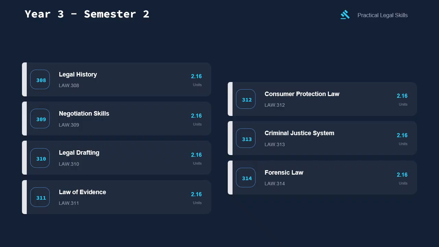Year 3, Semester 2, Practical Legal Skills. Course Law.310, Legal Drafting. Foundations of Legal Drafting: Clarity, Precision, and Purpose.